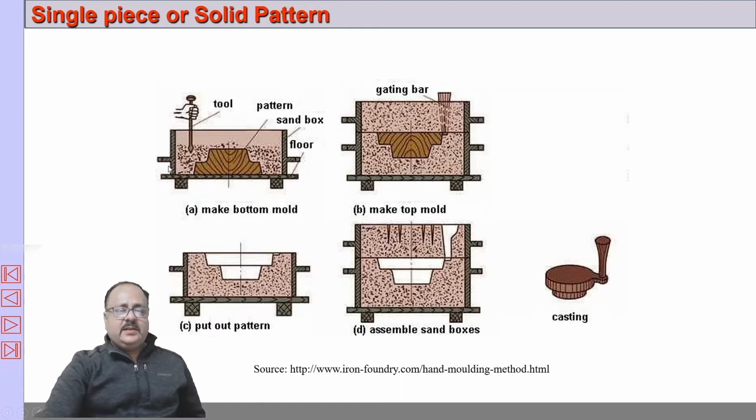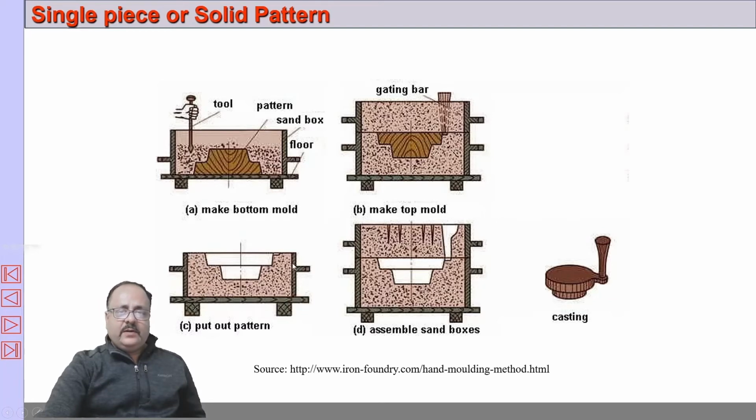So this is a single piece pattern. You can see this is the drag half of the pattern and the flask. For the drag half, first the molding board is placed. On the molding board the pattern is placed. Then the flask is placed and it is rammed with the molding sand. Then it is inverted, and on top of it the cope is placed. Again the gating system, the sprue rod and the riser rod are placed in position, filled with molding sand and packed. Then it is opened like this, and the pattern is taken out.